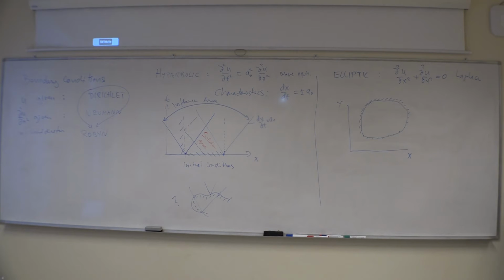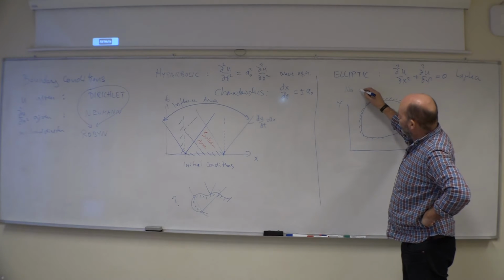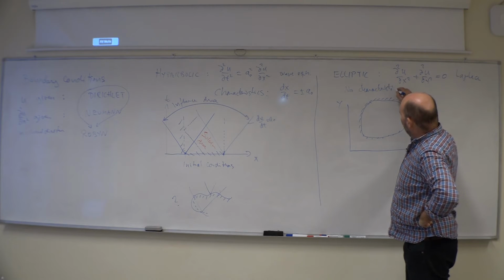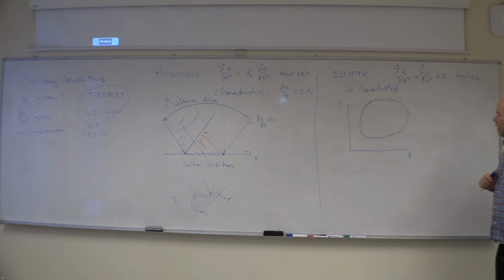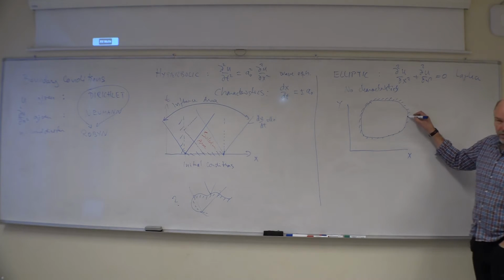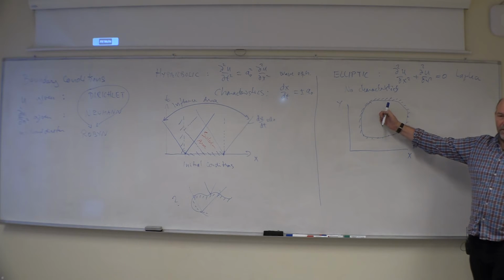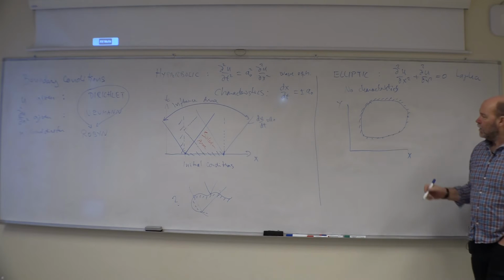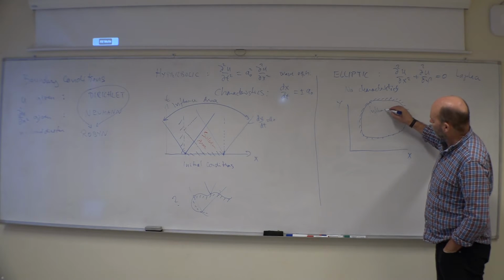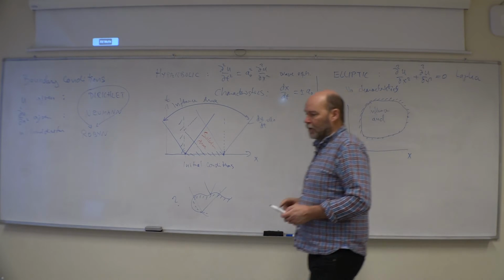Here the information doesn't travel along any characteristics. Elliptic, you have no characteristics. So if you change a value on the surface, on the boundary here, you change it a little bit, the entire domain feels it sort of instantly. So this one, you'll have the influence and solution area will be the same.